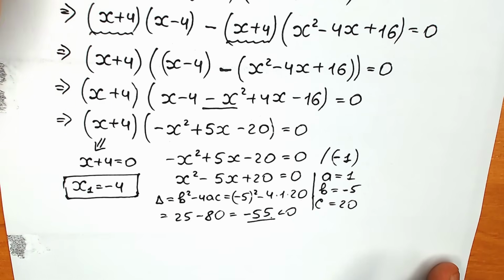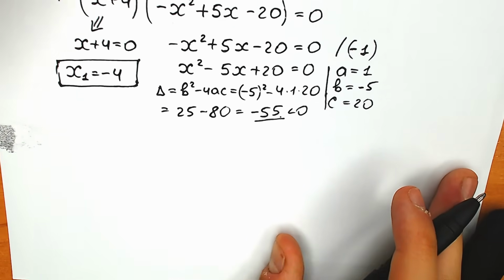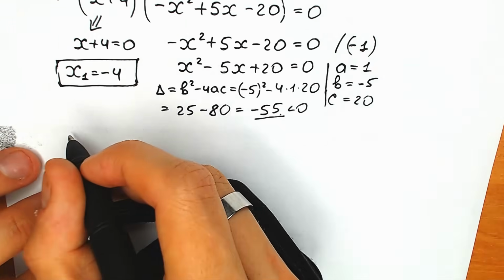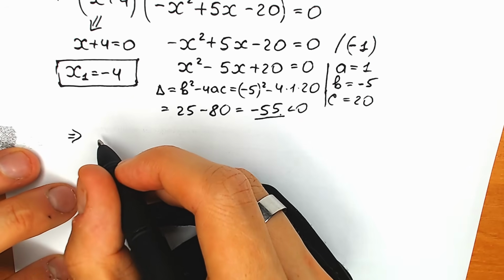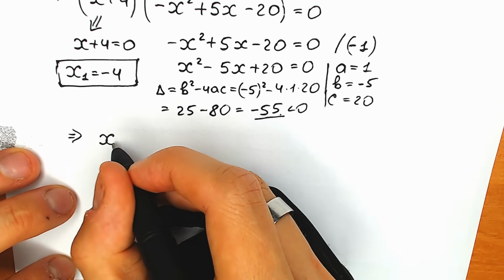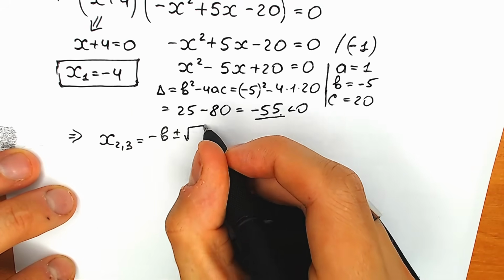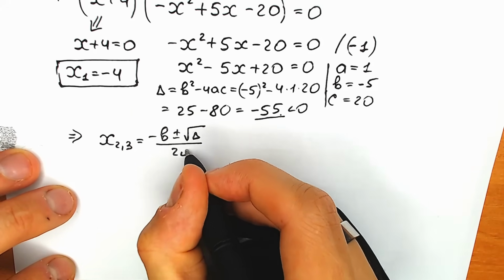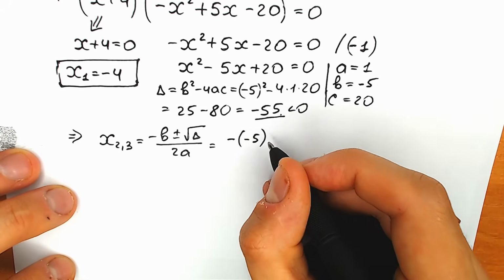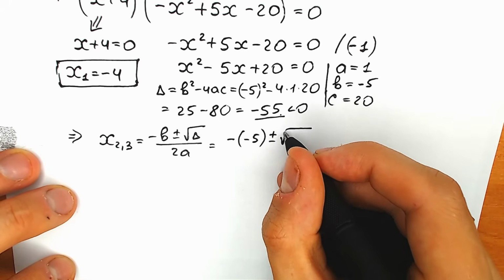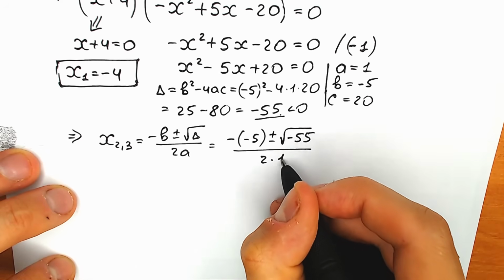Okay, so right now let's solve it. Let's find these complex roots according to the all-known formula. Right now let's write this formula. I'm gonna do it right here on the left side. So our all-known formula looks like that. So we have x second and third equal to minus b plus minus square root of discriminant, all over 2a. Let's plug it in. So we have minus b, minus minus 5, plus minus square root of discriminant, square root of minus 55, and all over 2 times a, 2 times 1.